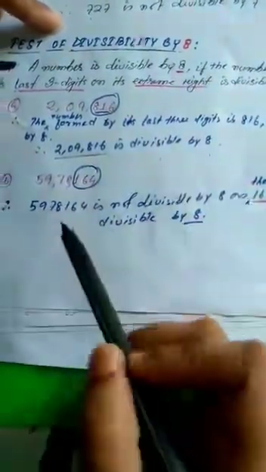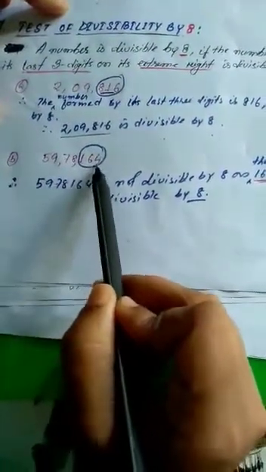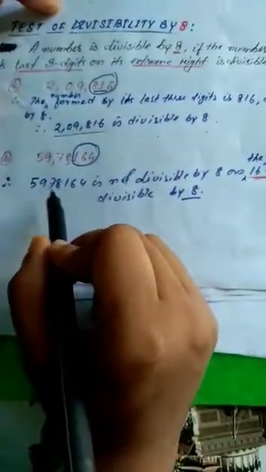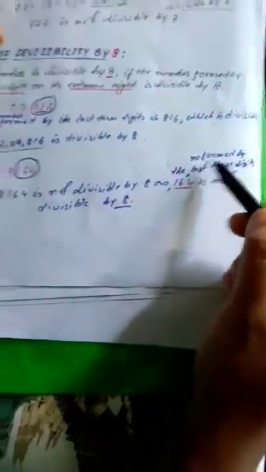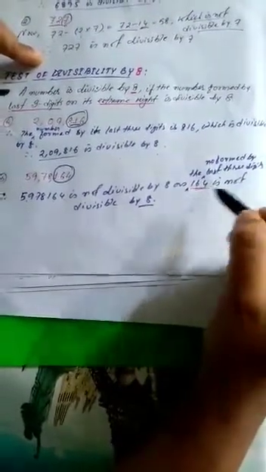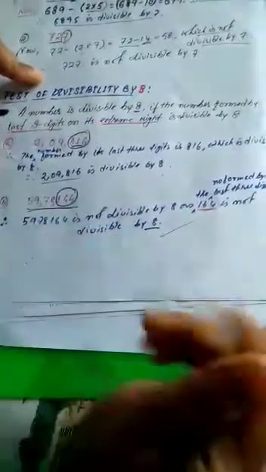Alright, in the same way, if we see here 5978164, it is not divisible by 8, as the number formed by the last three digits is 164, which is not divisible by 8. Therefore, this whole number will not be divisible by 8.